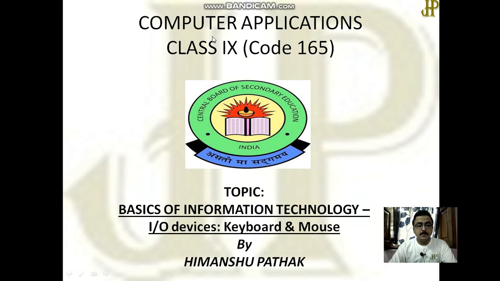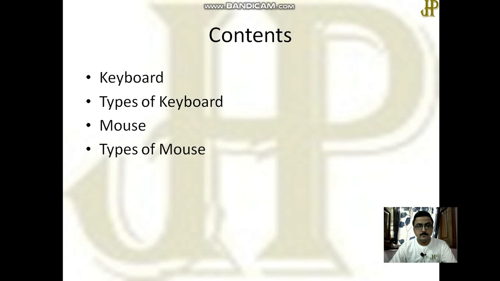We already saw various types of input devices. Today we will see keyboard and mouse with their types in detail. So the contents are keyboard, types of keyboard, mouse, types of mouse.